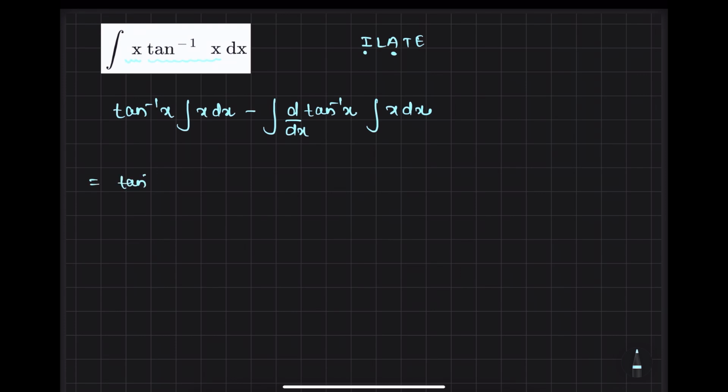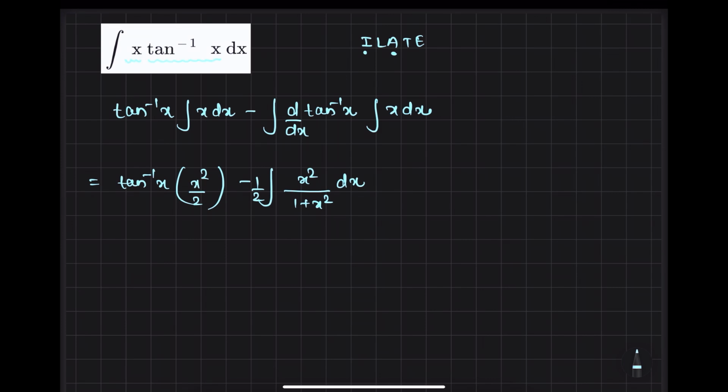So tan inverse x, what is the integration of x? It is x square by 2, minus the integration of the differentiation of tan inverse x, which is 1 by 1 plus x square, into the integration of x, which is x square by 2. Now you can manipulate this. It will become a little bit tough to integrate.